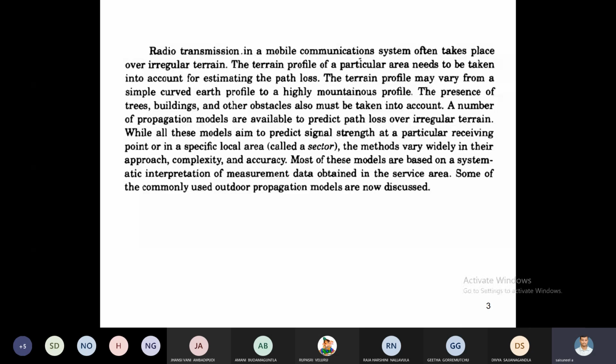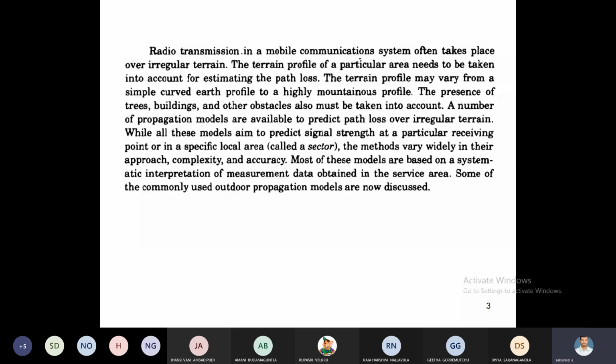Suppose I am nearer to the base station, we are getting a high signal strength. Suppose I am behind 10 buildings, we are getting more reflections due to buildings between transmitter and receiver. If trees or hills are there, then automatically the signal strength changes in different areas. That's why we go for outdoor propagation models.